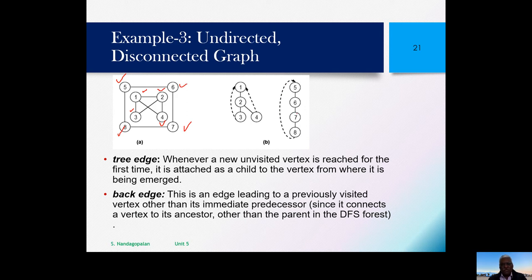Now we have two components, which we call connected components. This is one connected component, this is another connected component. So this, let's say A, this is B. So if I have a disconnected graph, I'll get connected components, plural, because it depends upon how many such subgraphs there are. So disconnected graphs may lead to finding several connected components, and we need to initiate DFS many times. How do we do it? We'll come to that later. But this is another possibility.